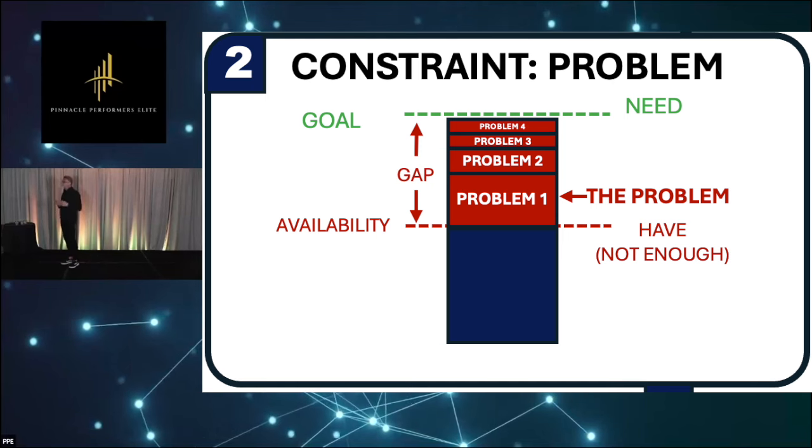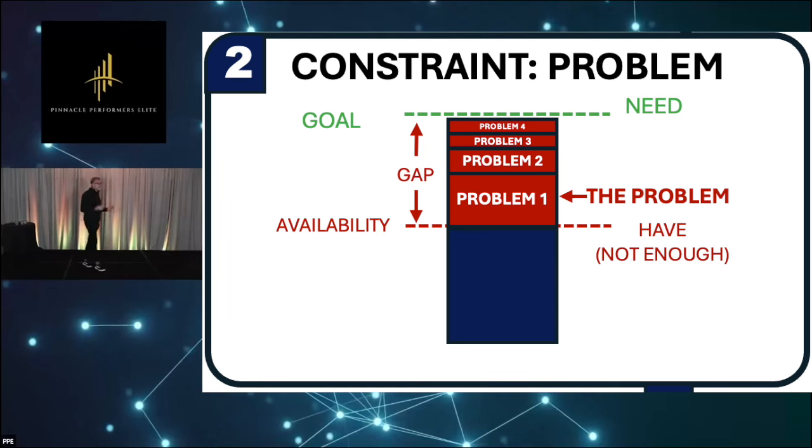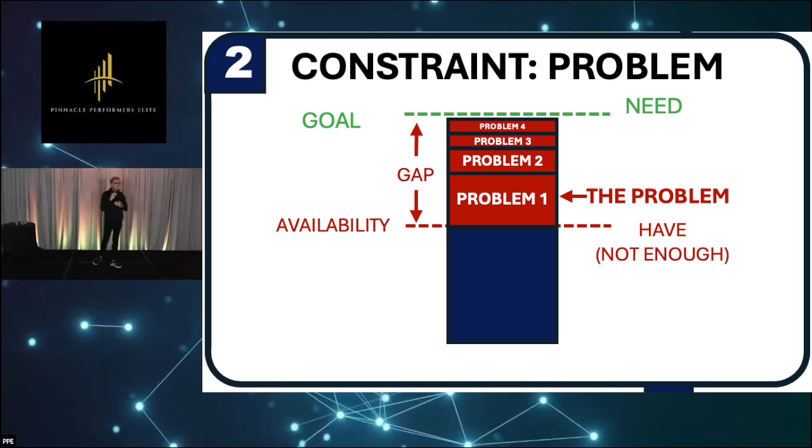Stopping overproduction is the problem I'm trying to solve. How do I stop overproducing? It could also be starvation, blockage, quality issues, or downtime, planned and unplanned, etc. These are the problems, right?